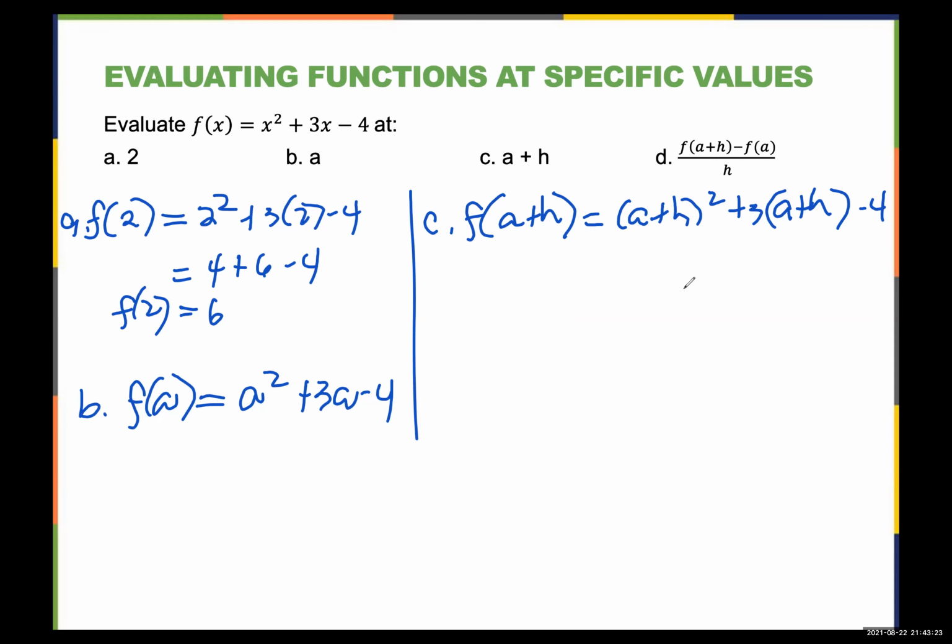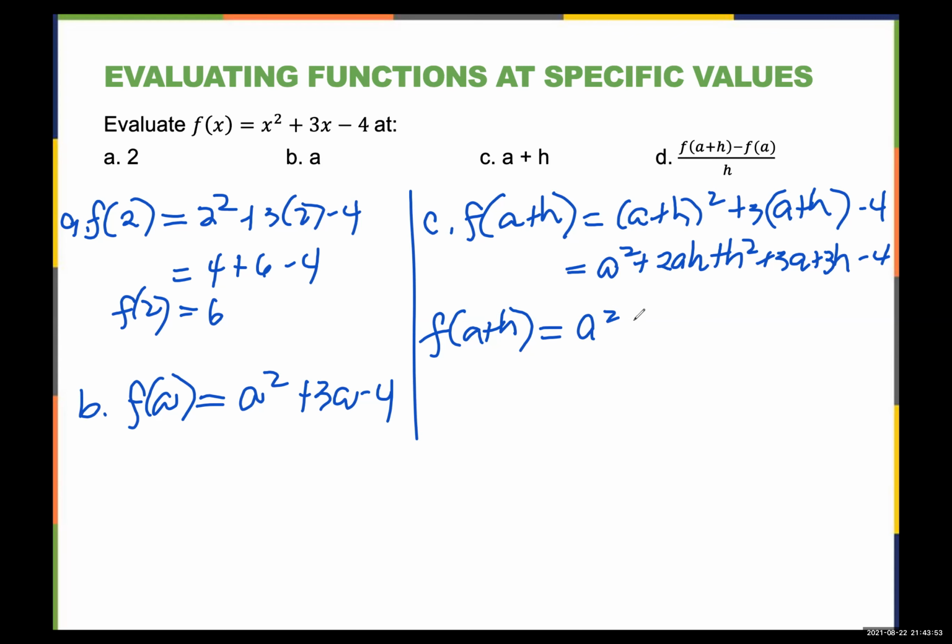So expand, then simplify. (a plus h) squared is a squared plus 2ah plus h squared. Then distribute the 3: plus 3a plus 3h minus 4. Then combine like terms, and we'll have a squared plus 2ah plus h squared plus 3a plus 3h minus 4. This is already the answer.